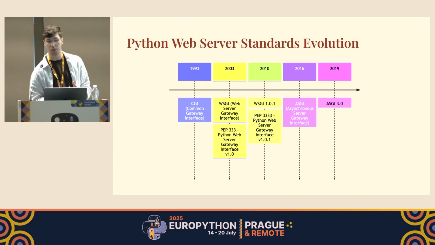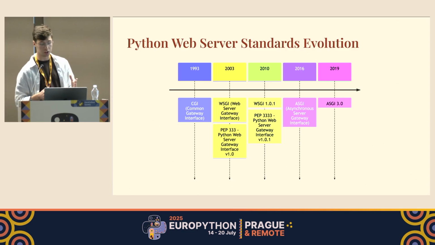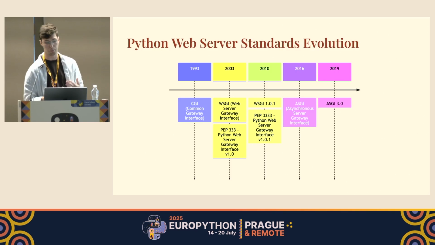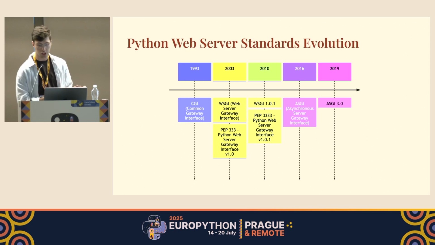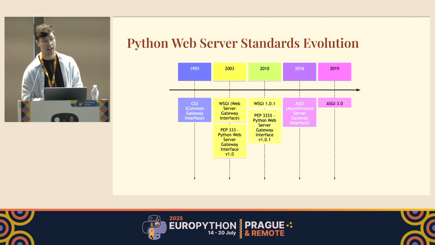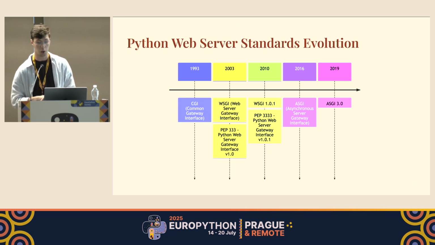If we look at the Python web server standards evolution, we can see that the same idea maybe first appears even in 1993 with the CGI standard, and then later evolved into WSGI, the Web Server Gateway Interface, resulting in PEP 333, and reworked a bit with the next version, and only after that we have ASGI as we know it nowadays.